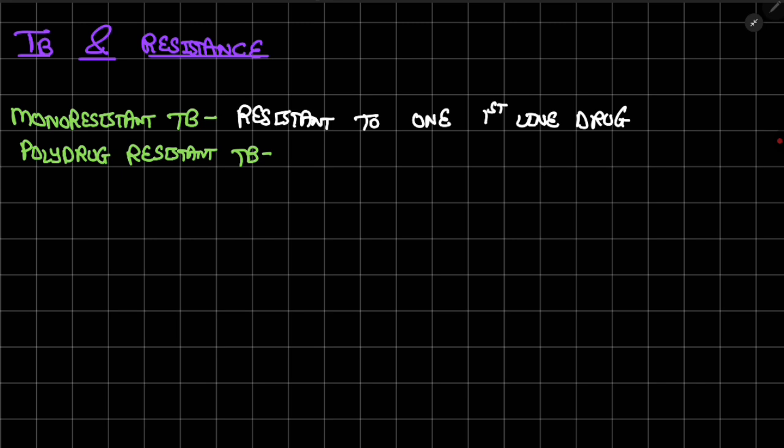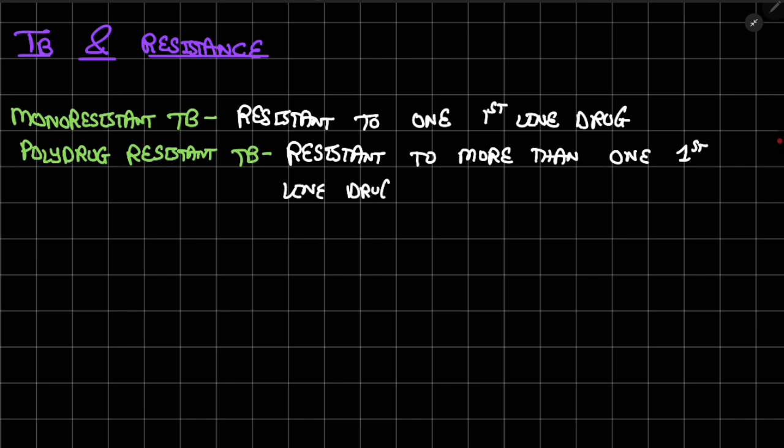So the condition for polydrug resistance is the TB bacteria is resistant to more than one first line drug except isoniazid and rifampin. Okay, for polydrug resistant TB, and in short form we write it as PDR TB.